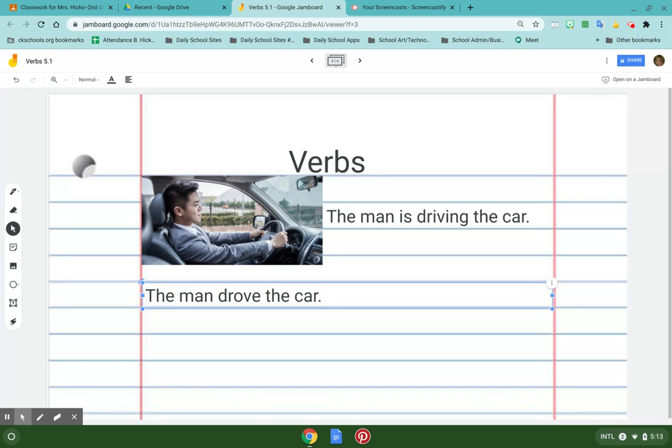And if you notice with drive, the original word is D-R-I-V-E, and I took the E off and I added the ing. Because remember, if it has a silent E, you have to drop it and add the ing. And then always remember, too, that you can't just add the ed to every word. Sometimes it turns into an irregular verb that does not have an ed on it. So I'm going to drive to the store. I'm driving to the store. I drove to the store.